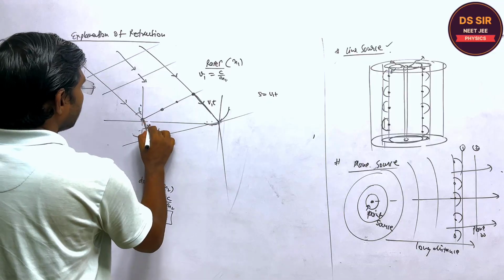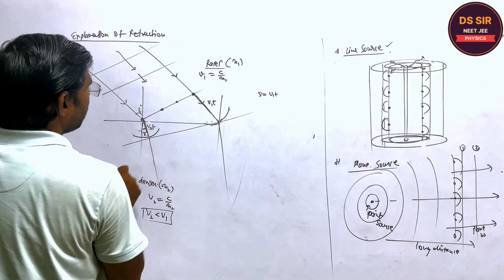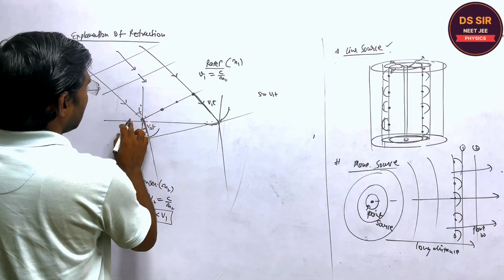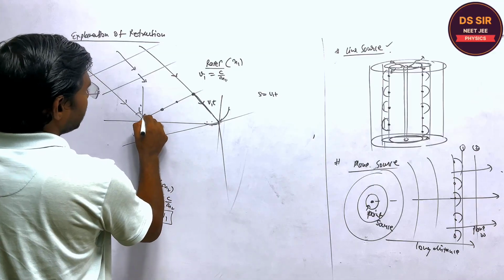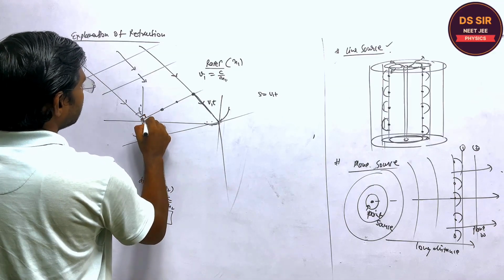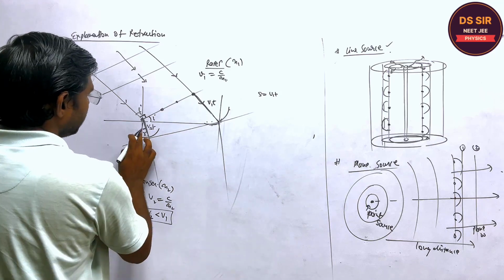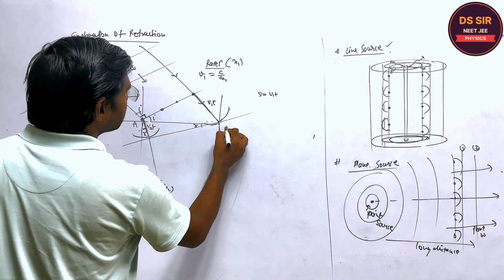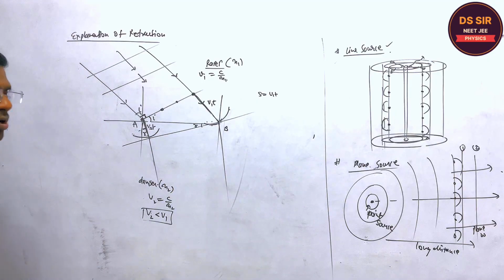So this is v2t, this angle becomes r, right? This is v1t, this angle is what? i. So this is 90 minus i, this is 90 minus i, this is i. If this is r, this is 90 minus r, this is r. Suppose this distance is a, this distance is b. Are you getting or not?